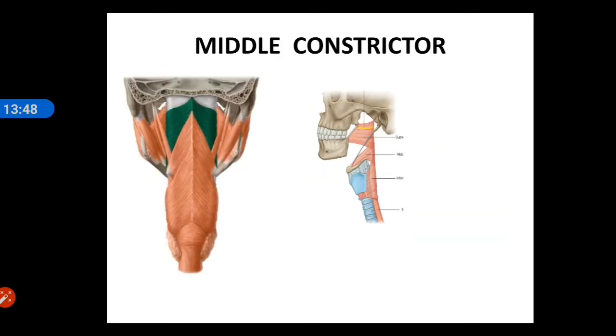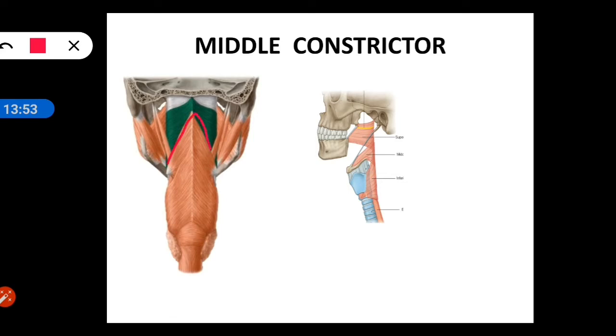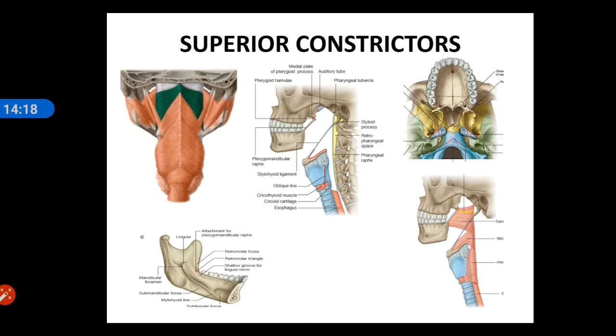Now we will see about the middle constrictor muscle. So this is the middle constrictor muscle, as we can see. Let us see the origin of the middle constrictor muscle. It arises from the upper surface of the greater cornu and the adjoining lesser cornu of the hyoid bone. It also arises from the lower part of the stylohyoid ligament. If you see properly here, this is the stylohyoid ligament.